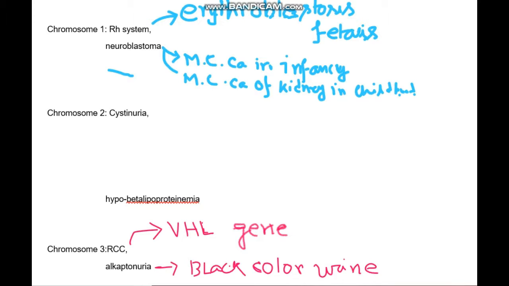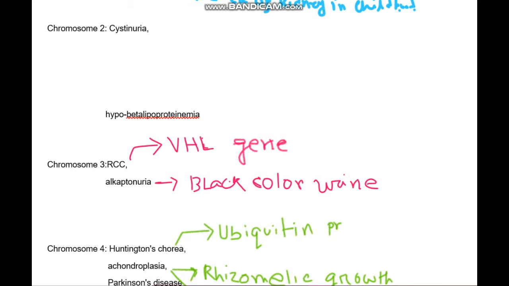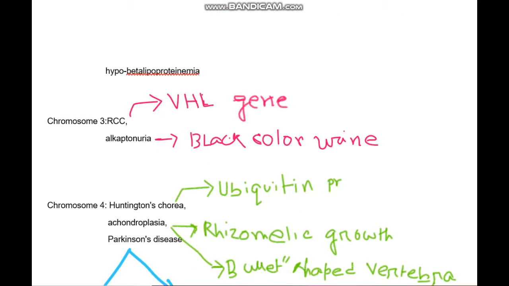So for chromosome 1, it's the Rh system and neuroblastoma. As you know, the Rh system is for erythroblastosis fetalis. It's very important. And neuroblastoma is the most common cancer in infancy, and the most common cancer in the kidney in childhood. So for chromosome 2, we have cystinuria and hypobetalipoproteinemia. Also, RCC, that is renal cell carcinoma, as you all know, is the von Hippel-Lindau gene, and alkaptonuria, where you see black colored urine.